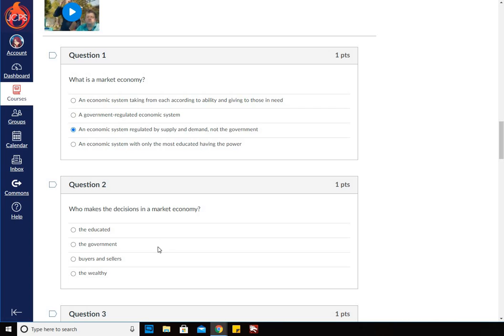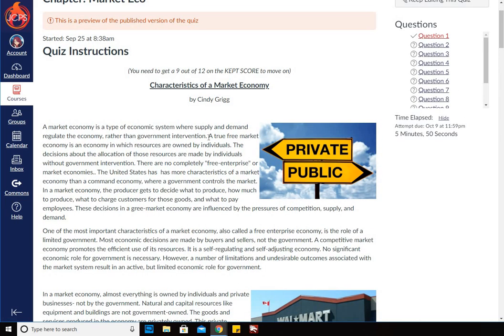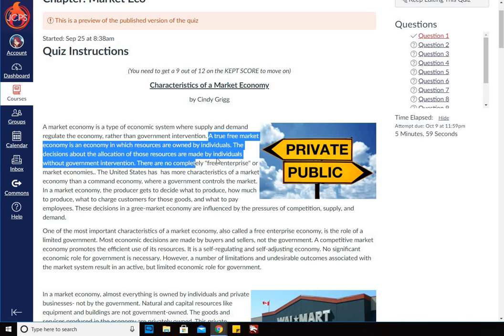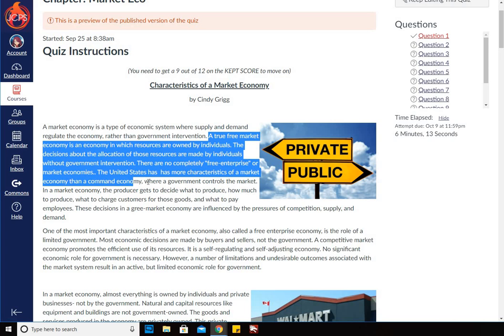All right. Who makes the decisions in a market economy? The educated, the government, buyers and sellers, the wealthy. A true free market economy is an economy in which resources are owned by individuals. The decisions about the allocation of those resources are made by individuals without government intervention. There are no completely free enterprise or market economies. The United States has more characteristics of a market economy than a command economy, where government controls the market.